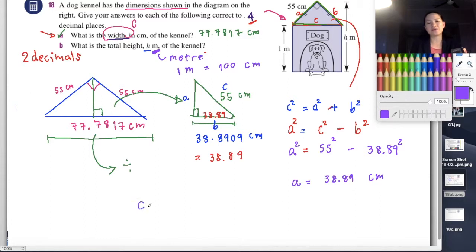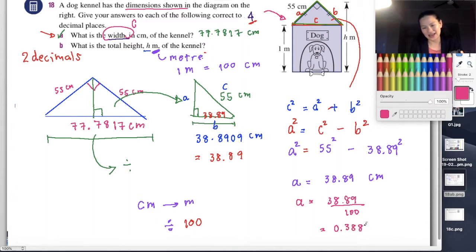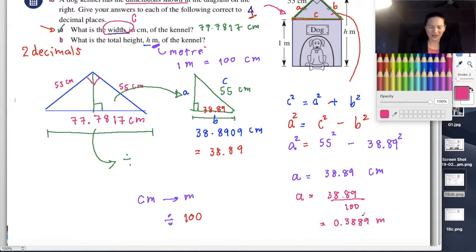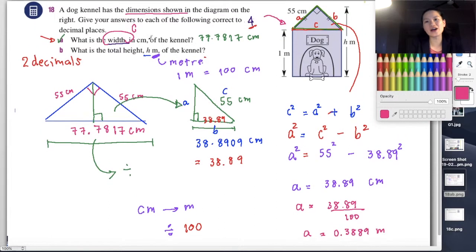We want to change from centimeters to meters. What you have to do is divide it by 100. So A equals 38.89 divided by 100, which is 0.3889 meter. So they want you to come back to the question, the total height.